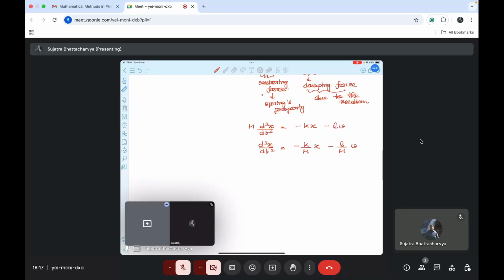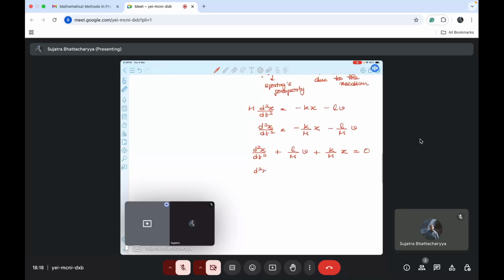All right? We can take it to the left hand side. So d2x/dt2 plus, let's say, L by m v I am writing, plus k by m times x equals 0, right? So d2x/dt2 plus L by m, v can be written as dx/dt, plus k by m into x, which is equal to 0. Now look into it. See, L is a constant, m is a constant, k is a constant.